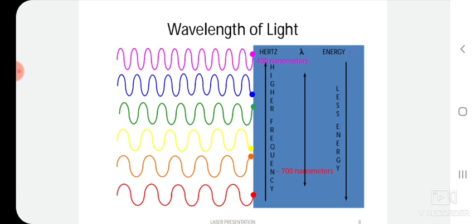Now the wavelength of light. If we observe the optical range of an electromagnetic wave, the red has a longer wavelength than the violet. It means red has less frequency as compared to the blue or violet light, and the energy of violet color is more as compared to the energy of red light.